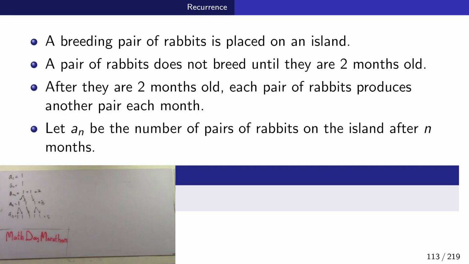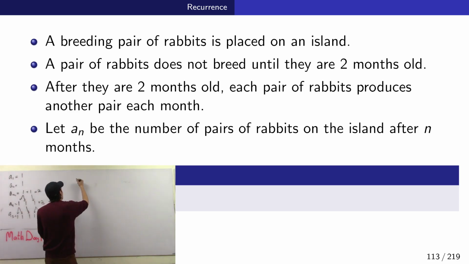But what's going on? All of the rabbits that were around last month are still around. And all the rabbits that were around 2 months prior had a baby. So they've doubled. We've gained that many more. So we've doubled that number, and we have all the ones that we had before. Or we gained this amount. And we have this amount here.